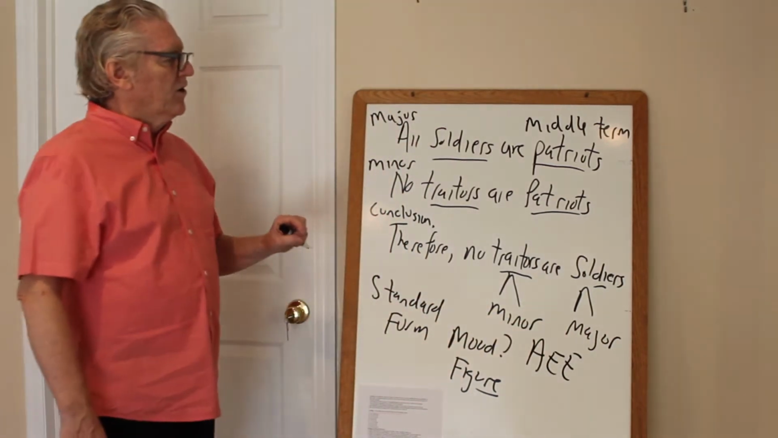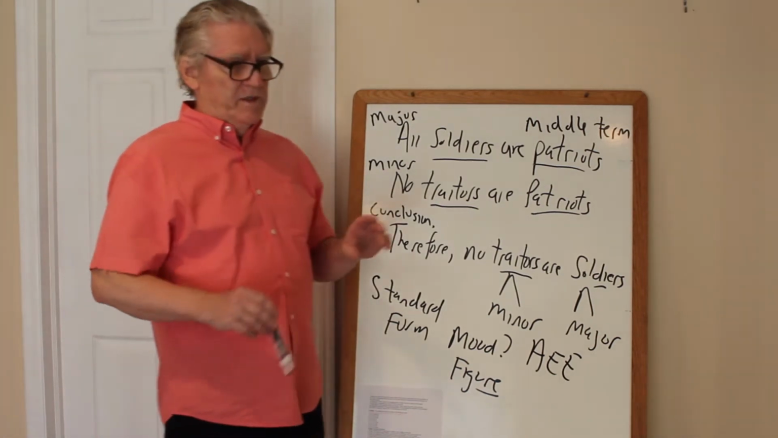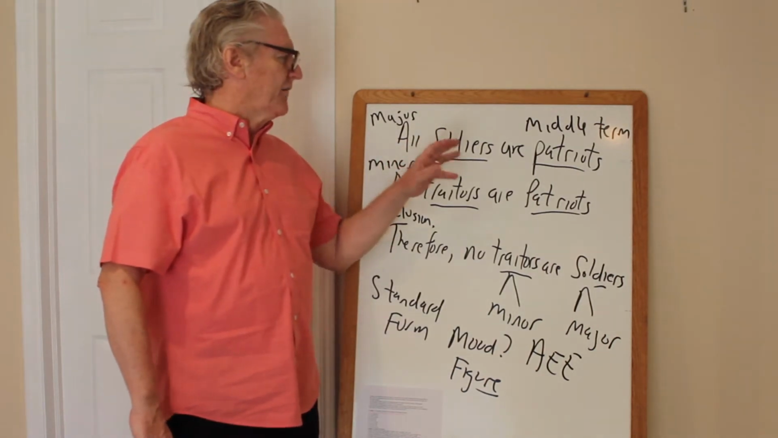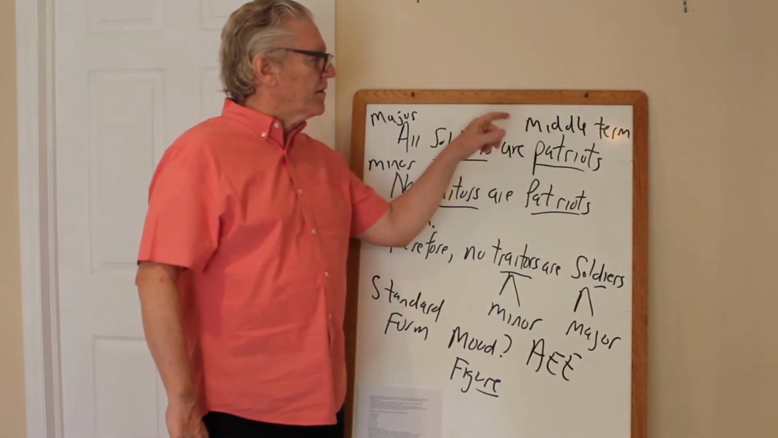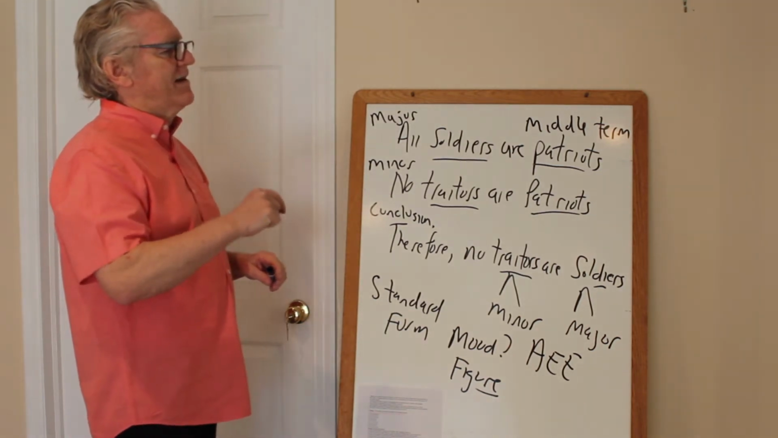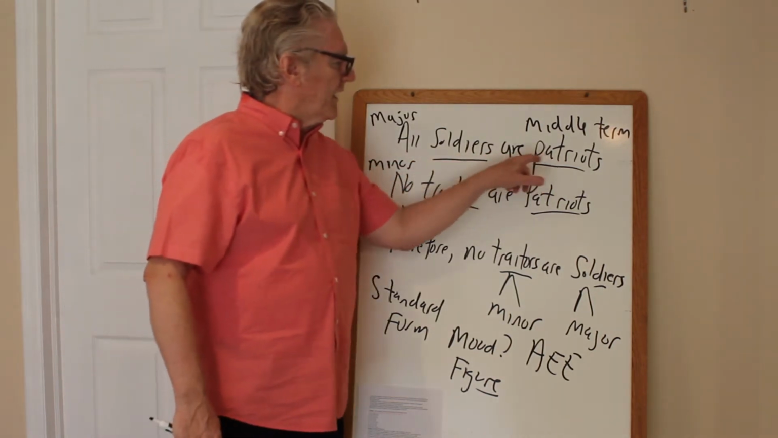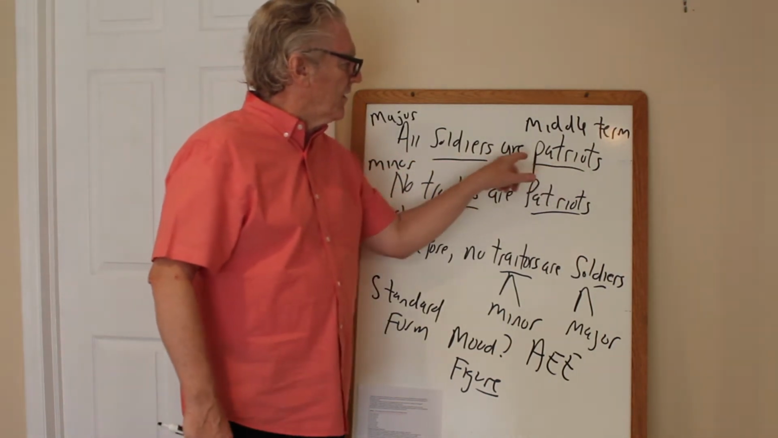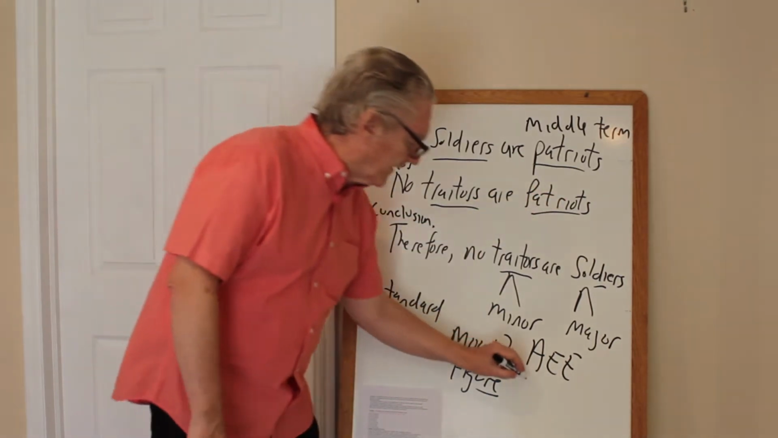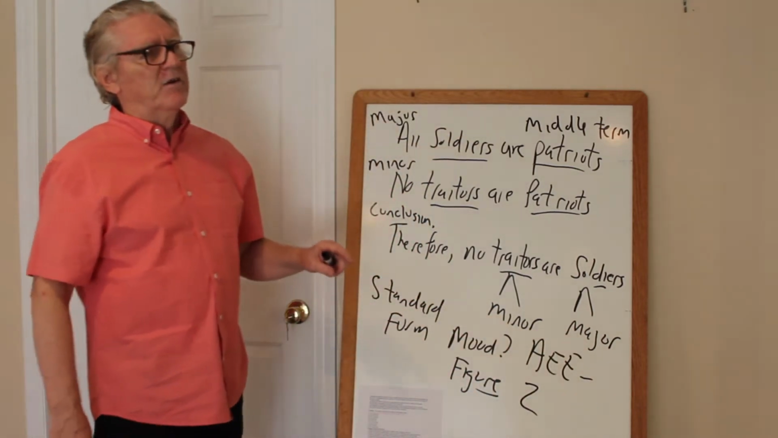The figure refers to the position of the middle term, and the middle term in this case is patriots. By definition, the middle term is the term that occurs once in each premise. When you look at the list of figures in the chapter, there are four figures. When the middle term occurs after the verb in the first premise and after the verb in the second premise, that's called figure 2. So combined, this is an AEE figure 2.